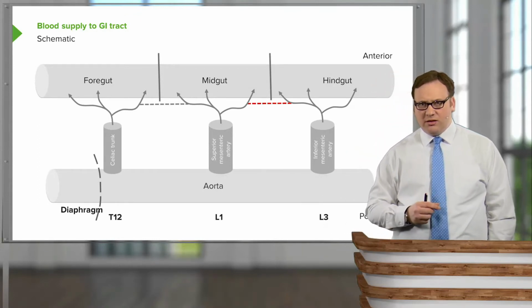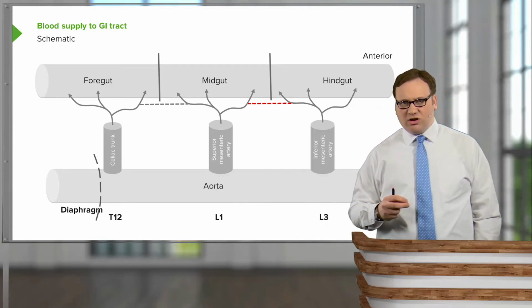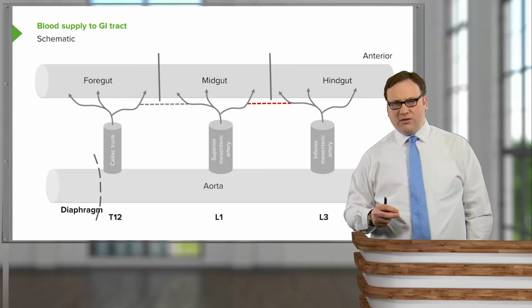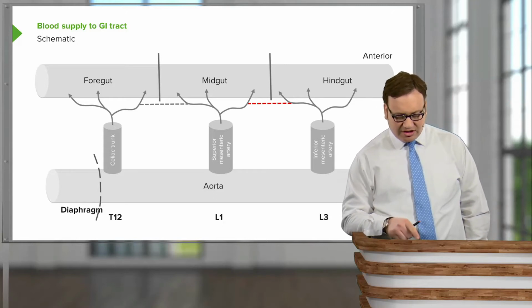So these foregut, midgut, and hindgut regions have specific blood supply, but there's also a transitional area between them. So we're going to look at the specific branches from the celiac trunk, superior mesenteric artery, inferior mesenteric artery, and also consider those transitions.